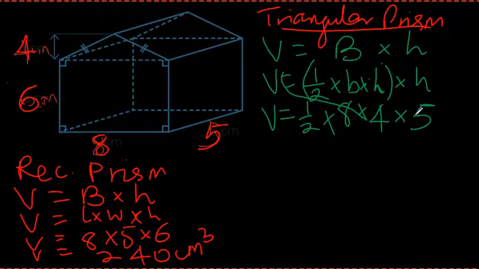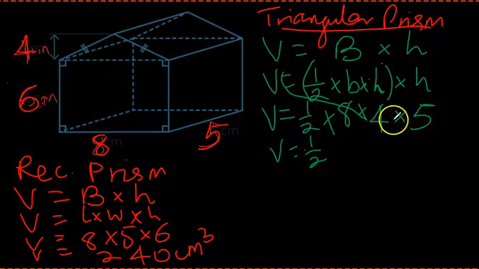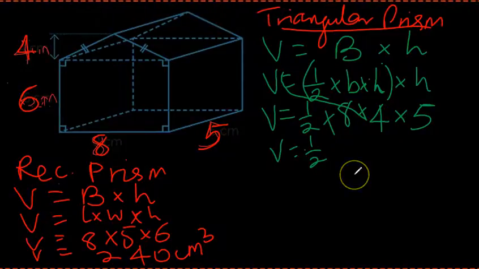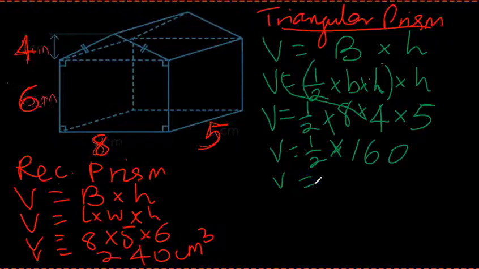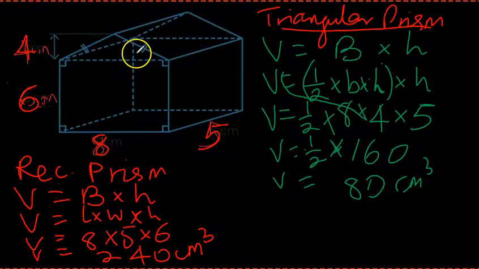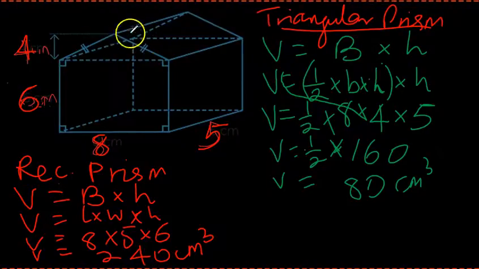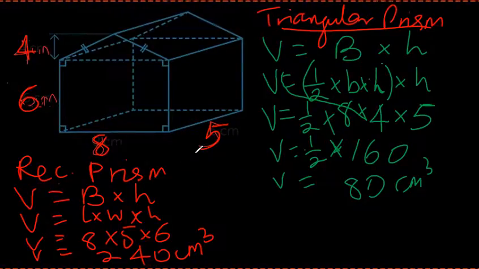So the volume is 1/2. Since everything is multiplication, we can go ahead and multiply 8 times 5 times 4. 4 times 5 is 20, 20 times 8 is 160. And 1/2 of 160 is 80 cubic units. So are we going to add or subtract? Well, it's on top of each other, so we are going to add.